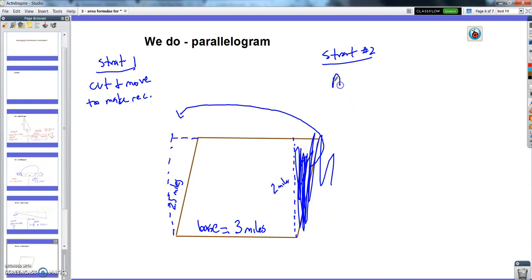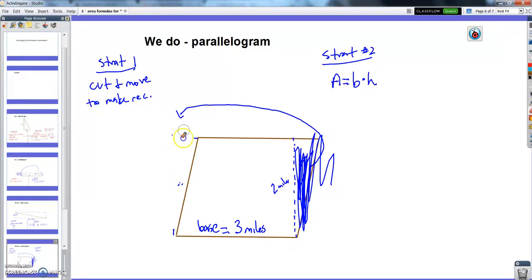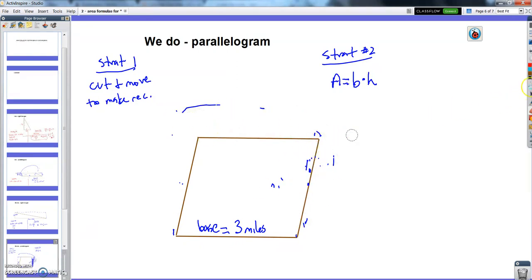So the formula for a parallelogram is the same as it is for a rectangle, because it's base times height now. So if I were to just go back to my original thing, this rectangle had base 3, height 2. Well, this parallelogram, guess what it had? It also had base 3 and height 2. It doesn't make any difference if I view it as a rectangle or a parallelogram.